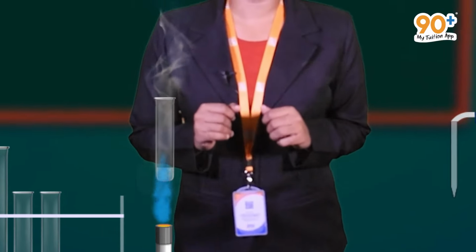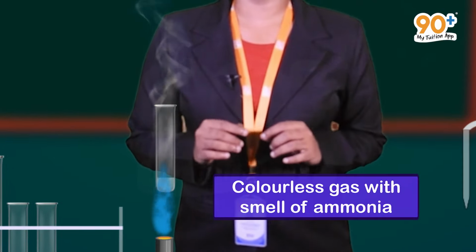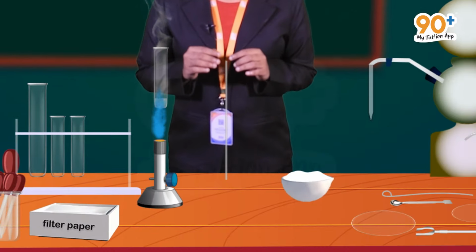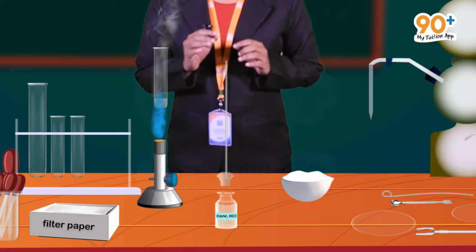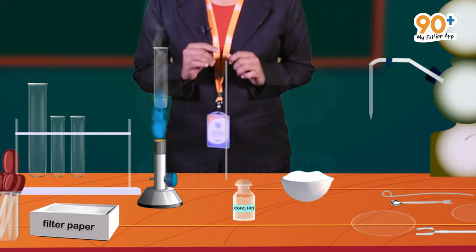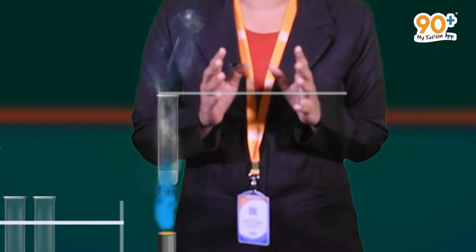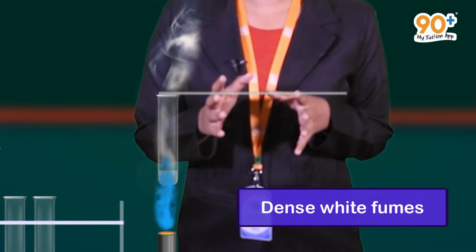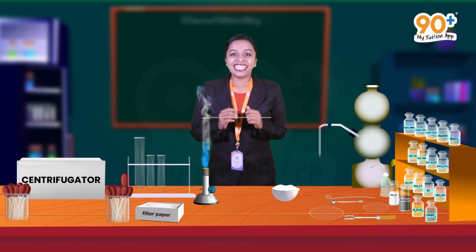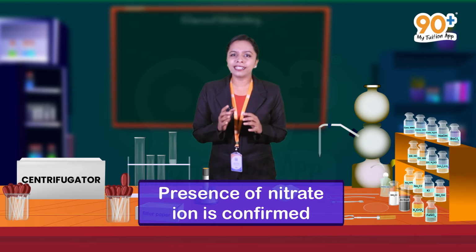Then what do you observe here? Well, there evolves a colorless gas with the smell of ammonia. Now, take a glass rod and dip it in concentrated HCl. Then introduce this to the mouth of the test tube. What will happen? Yes, dense white fumes are formed there. It confirms the presence of nitrate ion.